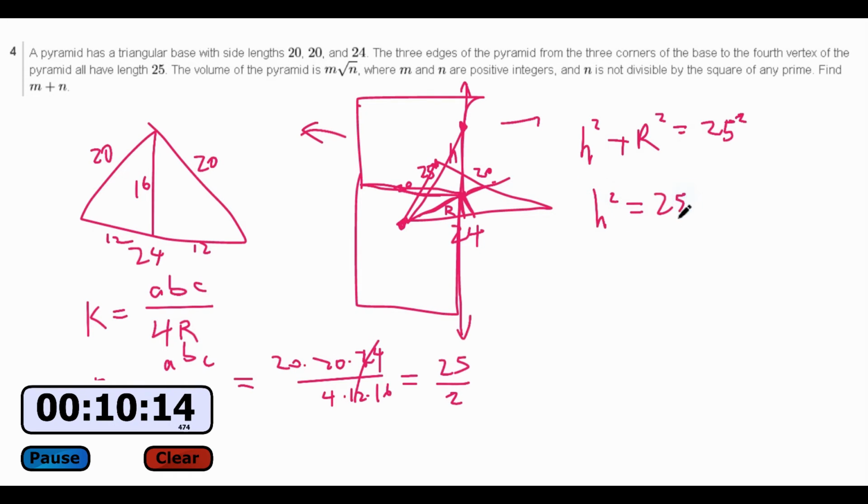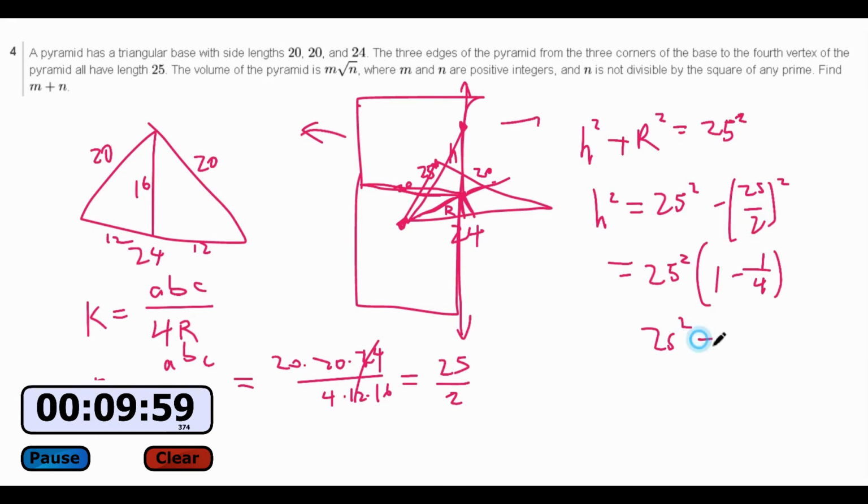Okay, so now we know that R is 25 over 2, so we have that h squared is equal to 25 squared minus (25 over 2) squared. So we can first factor out a 25 squared from here to get 25 squared times (1 minus (1 half) squared), which is 1 minus 1/4, which is just 25 squared times 3/4. So that means h is equal to 25 root 3 over 2.